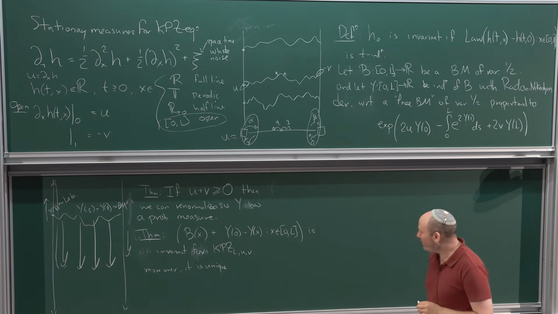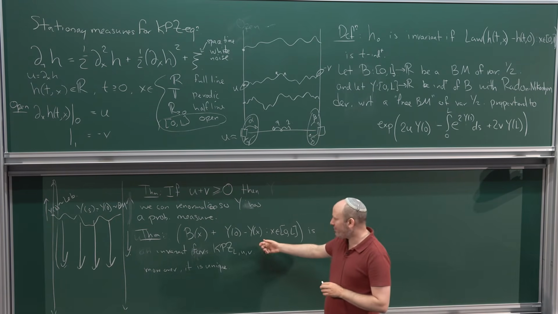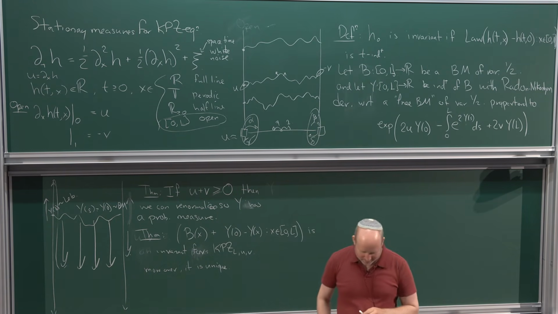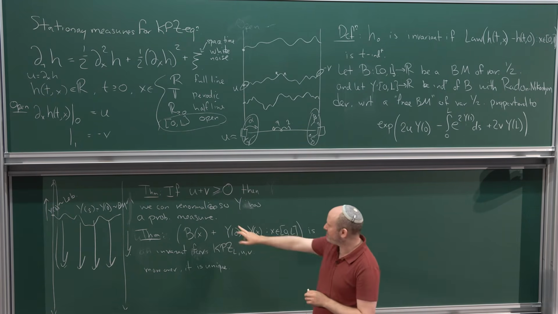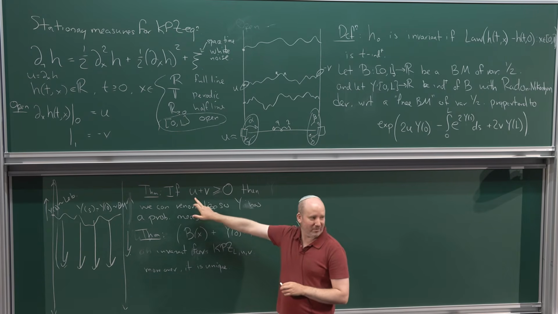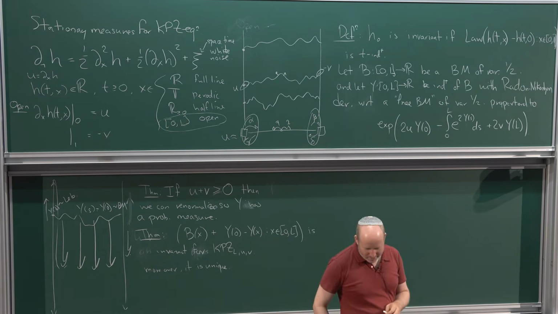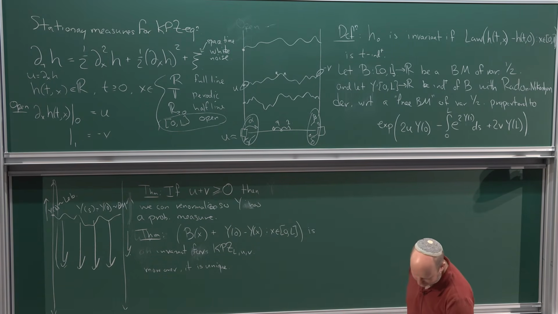Okay, so I want to explain to you where this result comes from or how to think about it. And then there's something slightly unfulfilling, which is that you need u plus v to be bigger than 0. Okay, so first let me put this result into context of where it came from.